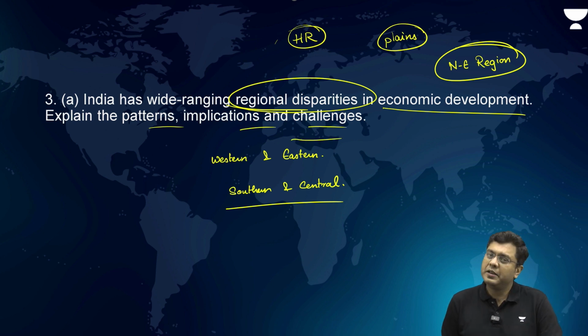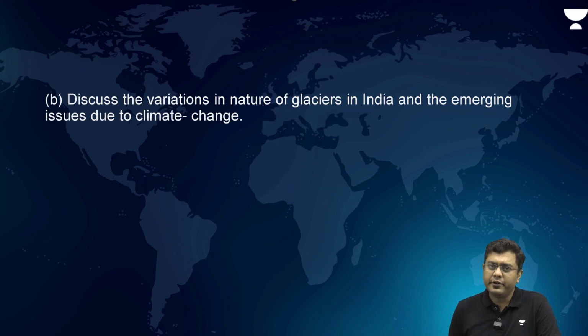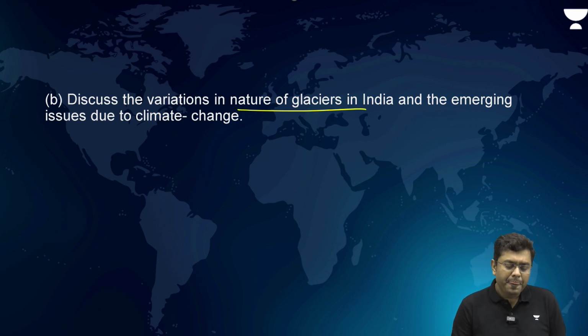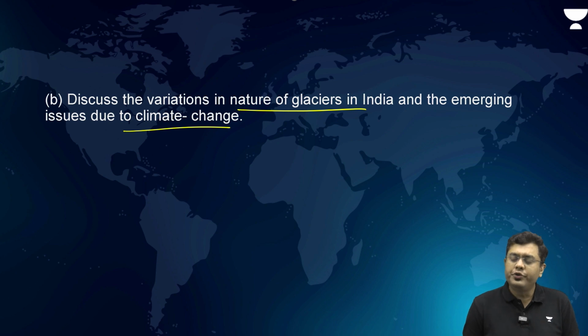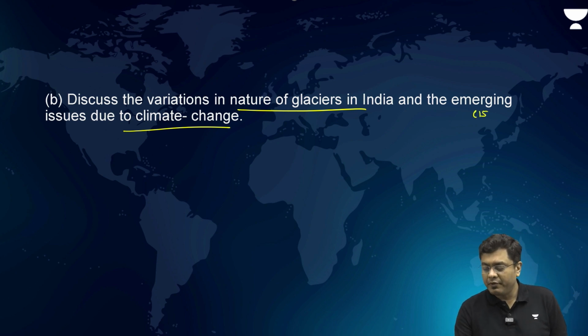These are the challenges. Way forward, multiple growth centers across the country, right? The development of rural areas across the country, development of infrastructure across the country. Because this is a 20 marker, you also have to provide, or you can provide, the way forward as well. Discuss the variations in nature of glaciers in India and the emerging issues due to climate change. 15 marks.